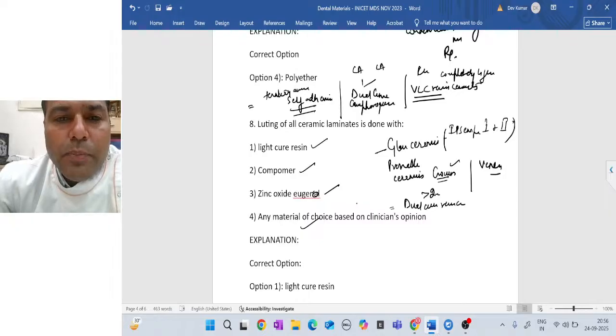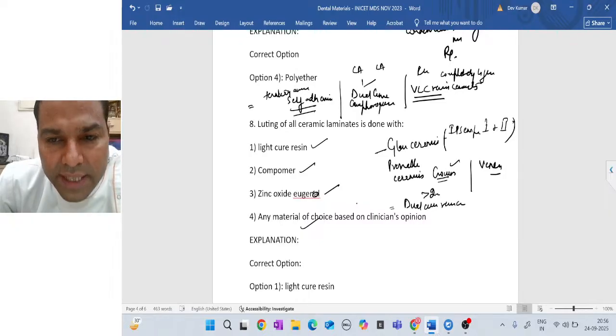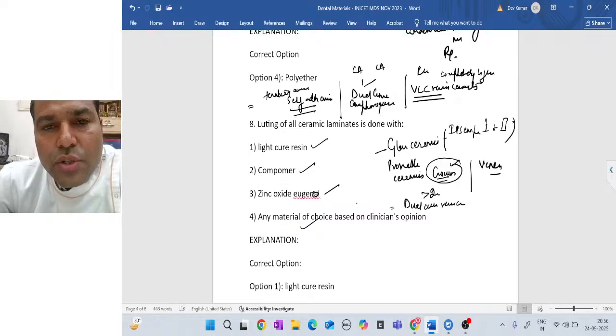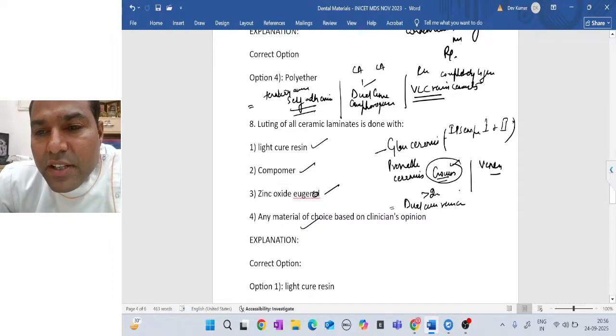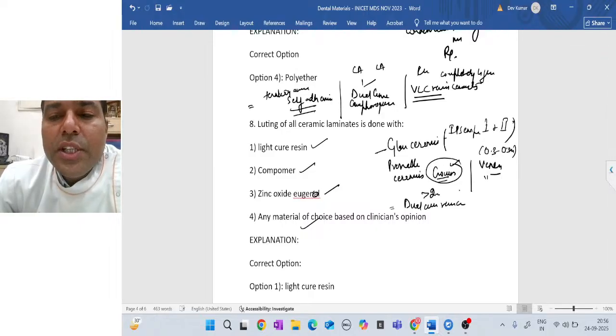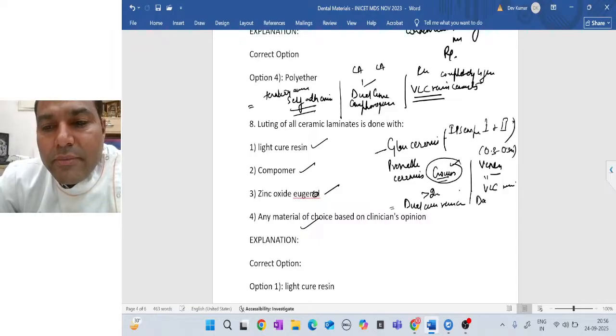tertiary amine. Now the problem is that, as I told, if it's a crown, I can use a dual cure resin cement or even a light cure, but mainly dual cure is fine, because the light might not percolate through the thickness of the crown. But when we're talking about a veneer, where the thickness is only 0.3 to 0.5 mm, the light will percolate through the thickness of the veneer. Best is visible light cure resin cement, because visible light cure resin cement doesn't have a tertiary amine or an activator.